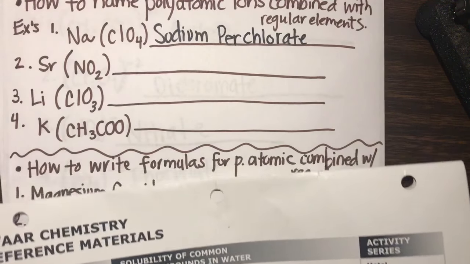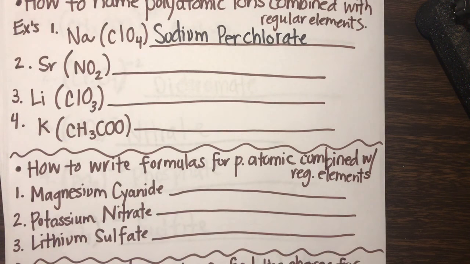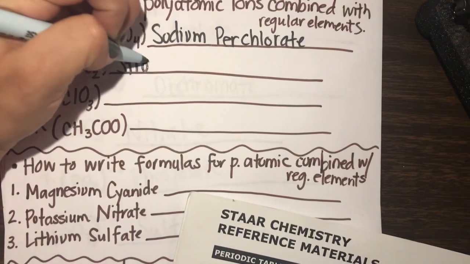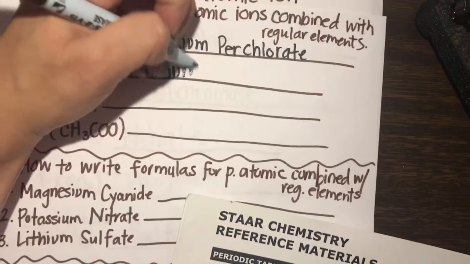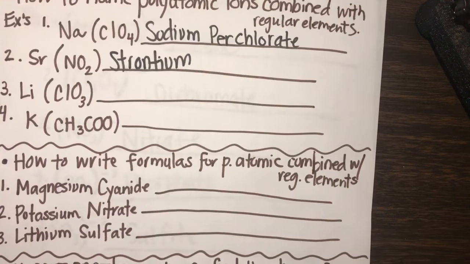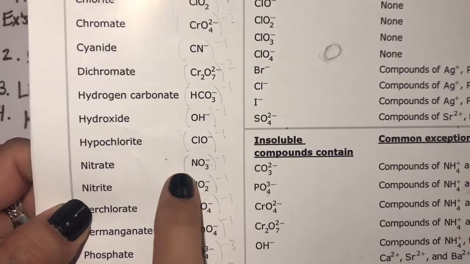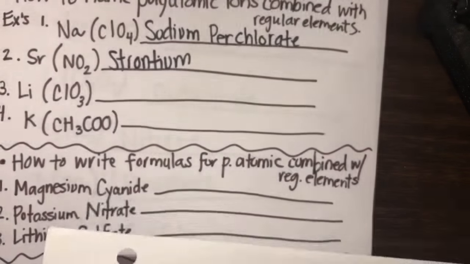Alright, and that's all you have to do. So you're still matching and identifying, just looking for the letters on the chart. Sr, that's on the front of the periodic chart, the normal side. Strontium. And then NO2 is on the other side, the polyatomic. It's nitrite. It's right there, NO2.